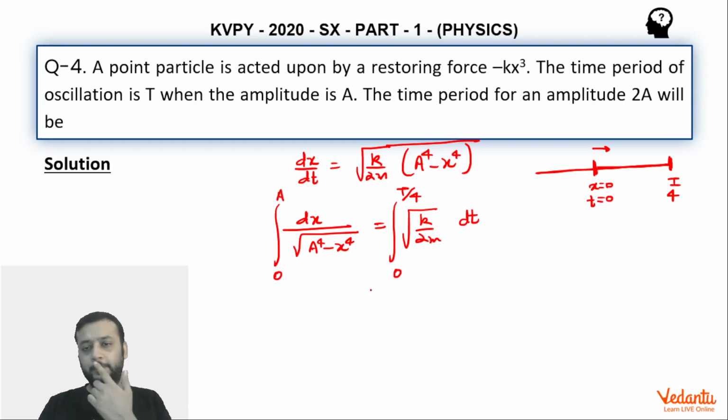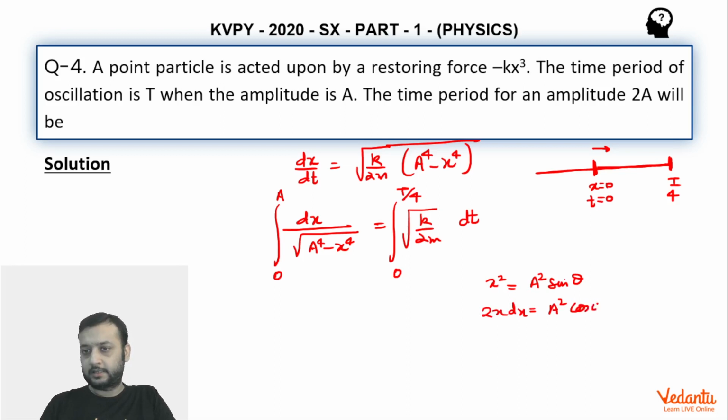So I'm not actually going to integrate it. I'll just tell you a very smart technique. Just let's put x square is equals to a square sine theta, because of the obvious reasons, because when you get this type of thing, then this will make this a perfect square. So now what do we get from here? This will be 2x dx is equals to a square cos theta d theta, right?